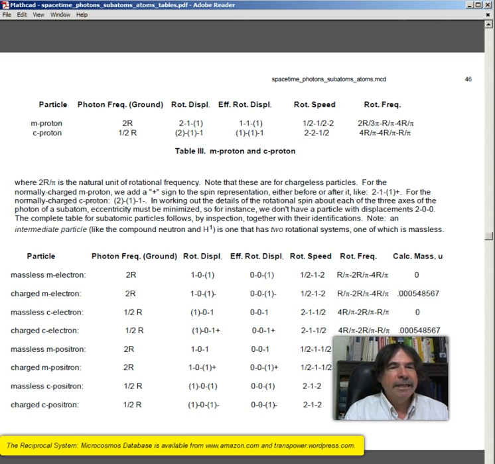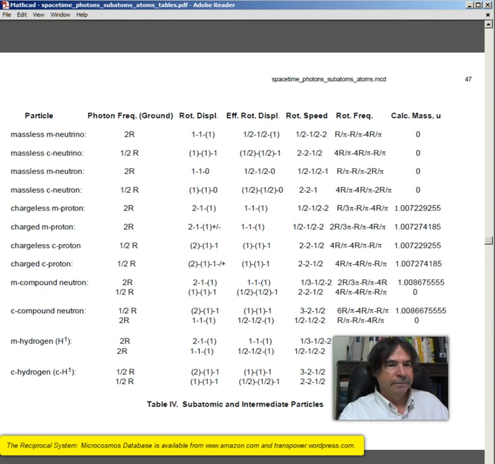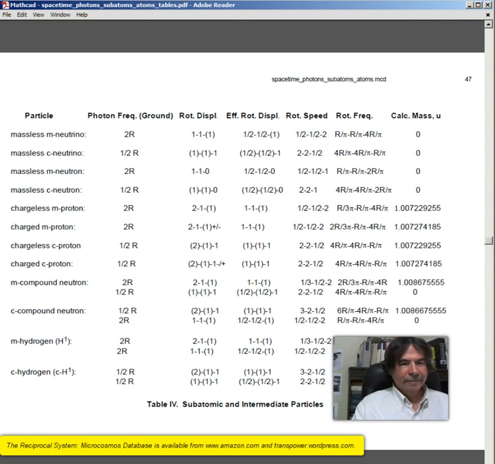In working out the details of the rotational spin about each of the three axes of the photon of a subatom, eccentricity must be minimized. So, for instance, we don't have a particle with displacements 2-0-0. The complete table for subatomic particles follows by inspection, together with their identifications. Note, an intermediate particle like the compound neutron in H1 is one that has two rotational systems, one of which is massless. And this is reporting from Transpower Corporation.